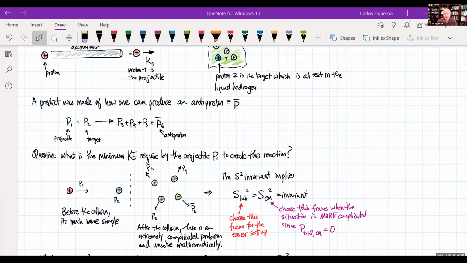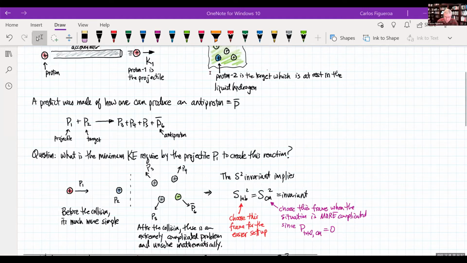CERN used to accelerate electrons and positrons. There's a good reason why you would want to accelerate electrons and positrons: the reactions are cleaner. Proton interactions are very messy because you have to deal with the 3 quarks and the gluons inside of it. It's just really hard to deal with.